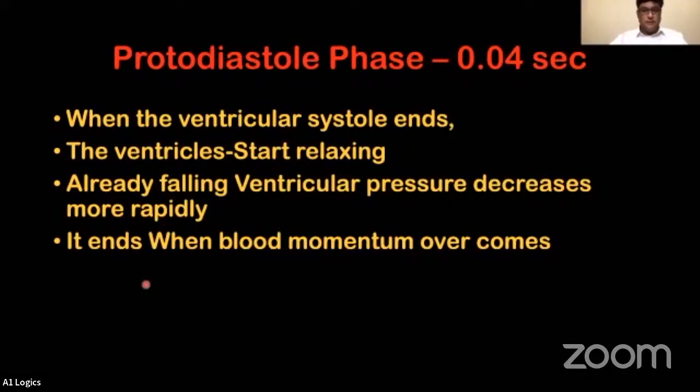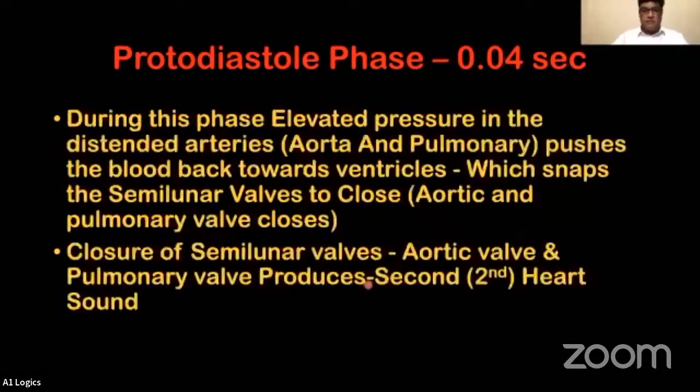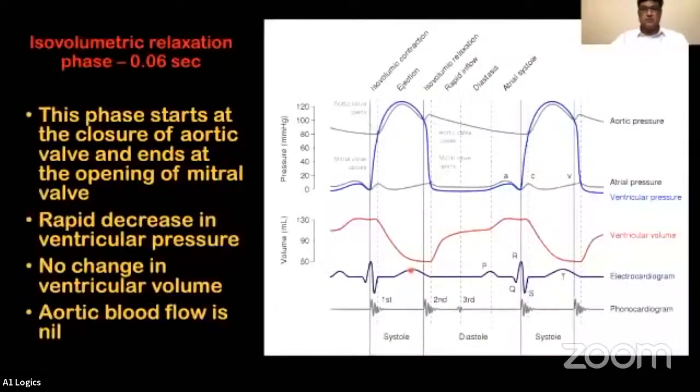The pro-diastolic phase is when ventricular systole ends and the ventricle starts relaxing; the already falling ventricular pressure decreases more rapidly, and it ends when the momentum of blood is overcome. During this phase, there is elevated pressure in the distended arteries, the aorta and pulmonary artery, which pushes the blood back towards the ventricle and snaps the semilunar valves shut, so the aortic and pulmonary valves close. This is the time when we hear the second heart sound, when the aortic valve and the pulmonary valve close.